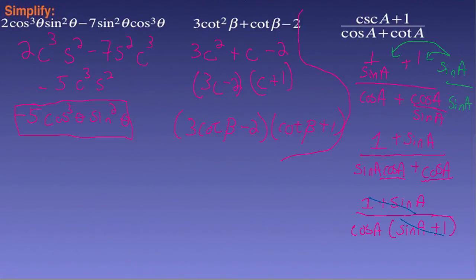and I'm left with 1 over cosine A, and 1 over cosine is the same thing as secant A. So this expression, which started out as a fraction, boils down to a simple trig function, all because I turned everything into sines and cosines, used a fancy version of 1 that helped me get rid of two denominators, factored something out, and did some canceling.